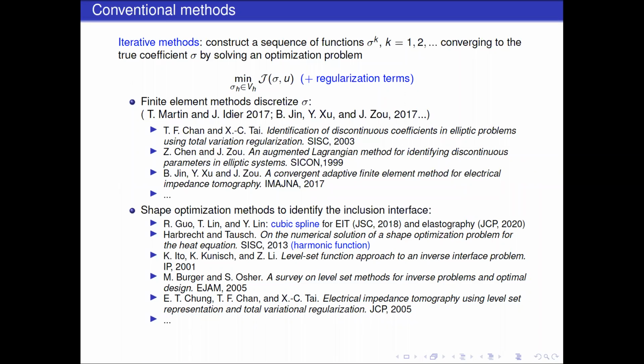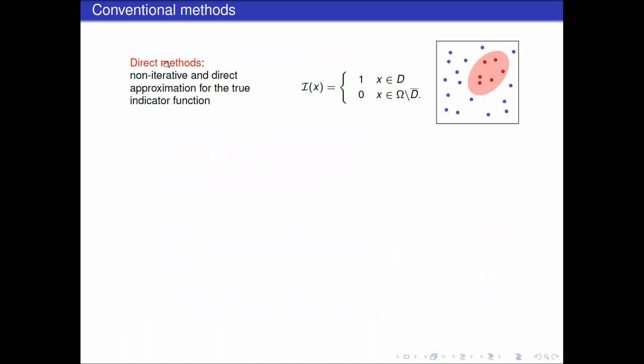not suitable for our purpose of real-time reconstruction. In contrast, another type of method, the direct method, is non-iterative in nature, so it is really suitable for real-time reconstruction. Different from the optimization method, the direct method looks for a direct approximation to the indicator function of the inclusion, which is nothing but the characteristic function of the inclusion geometry.